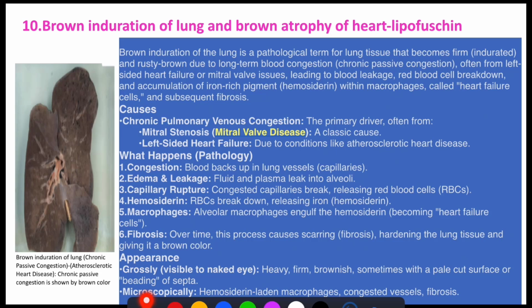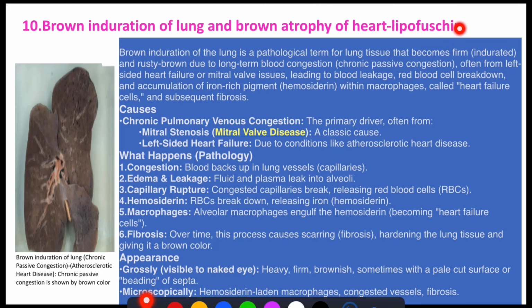Whenever there is left ventricular failure or any heart related disease or mitral valve stenosis, lung will be the organ where the excessive congestion is there, and because of congestion the RBCs in the lung will be hemolyzed and there is release of hemosiderin pigment, and this is called heart failure cells. And these macrophages are abundant in number in the lung parenchyma, and this is giving color to the lung, brown in color.